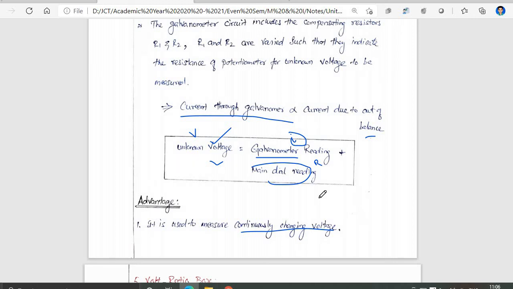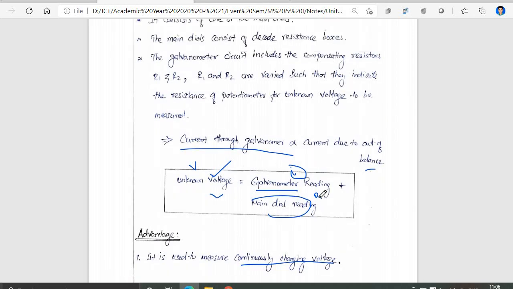Any doubt from DC potentiometer? Any doubt?